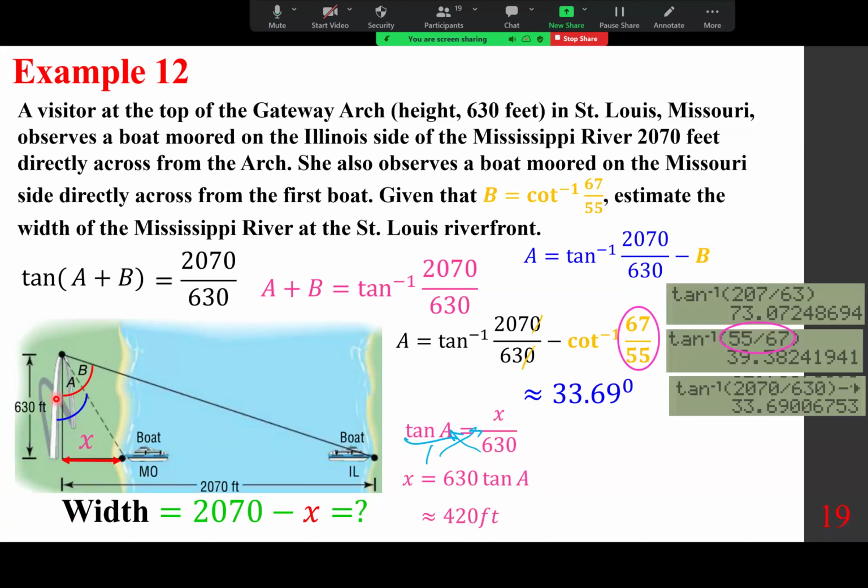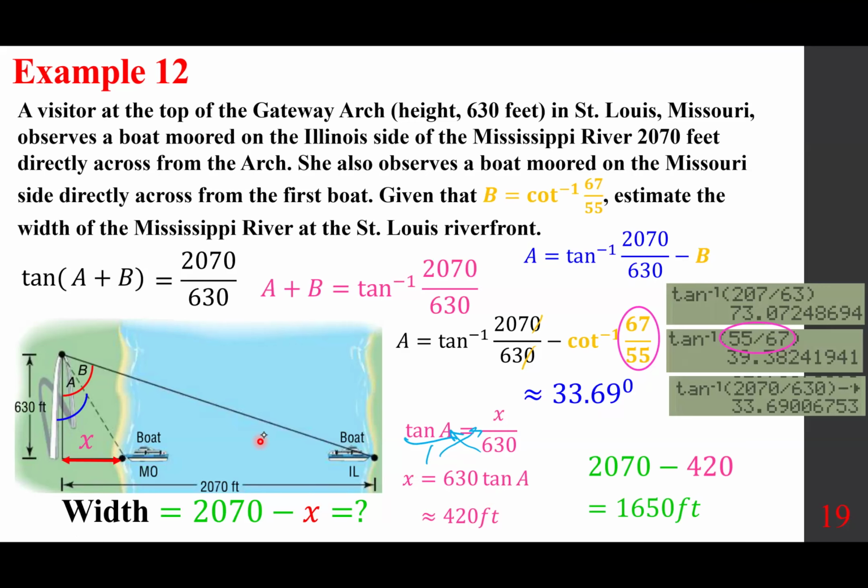Again, tan of this. Okay, you put it into a calculator, it gives you 420 feet. Remember, all of this is approximation, okay? So that's why perhaps going with the whole number is fine. So now subtract this from 2070. $1,650 is the answer.